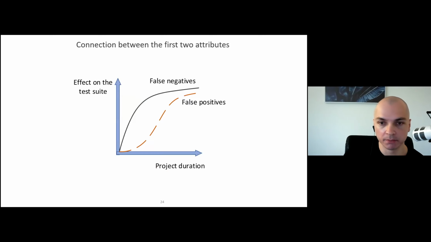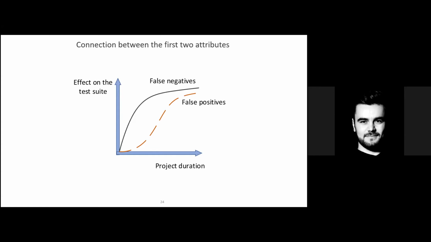We can plot this diagram with how false negatives and how false positives affect your project over the duration of that project. So a false negative is when your test says that there is no bug, but in fact there is a bug. So basically when your test cannot find a bug, cannot reveal it. And false positives are the opposite of that. It's when your test says that there is a bug, but in fact there are no bugs in your code. And these lines show how these two phenomena affect your project over time.